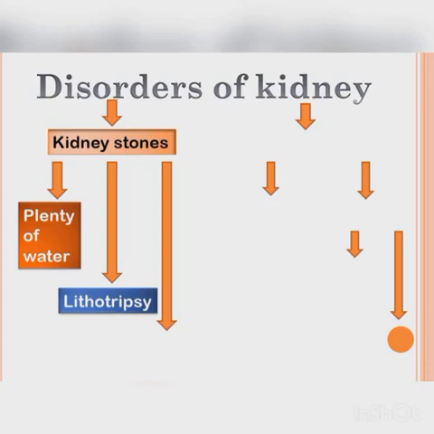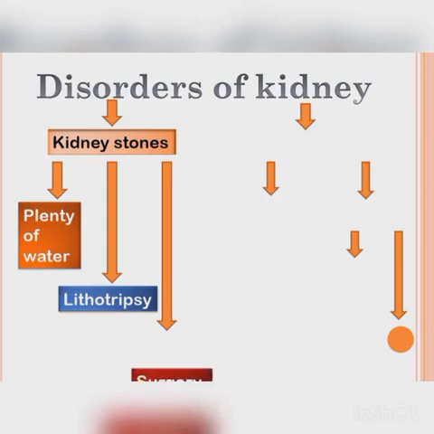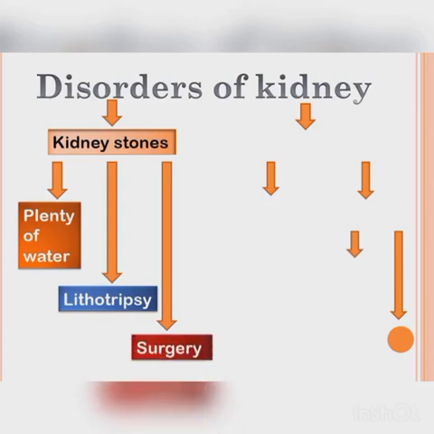Lithotripsy is the technique in which shock waves are bombarded to the site where the stone is present, and it can be broken down into smaller pieces, and through it now it can be removed through the urine. The third and the last stage is the surgery. When the stones are of larger size, they can be removed with the help of surgery.